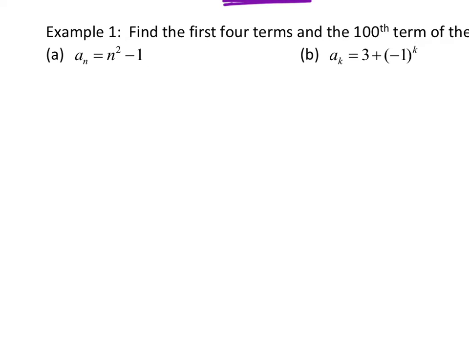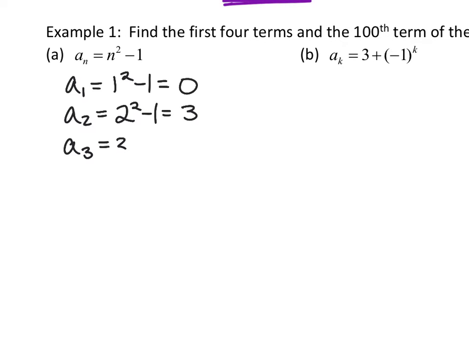So, first 4 terms, that means I want a sub 1. Well, a sub 1 means plug in a 1 for n, literally just plug in the number. 1 squared minus 1, that's 0. A sub 2, that means I'm plugging in a 2. 2 squared minus 1, that's 3. A sub 3, plug in a 3. 3 squared minus 1, that's 9 minus 1. I just wrote cubed. 3 squared minus 1 is 8. And then the 4th term is 4 squared minus 1, which is 16 minus 1, that's 15.